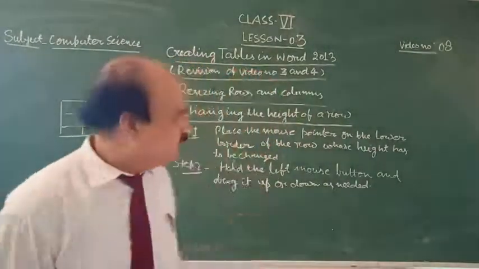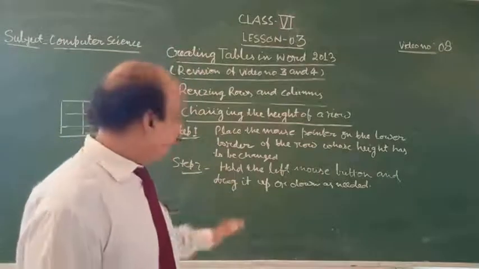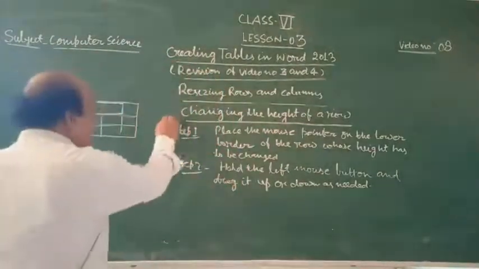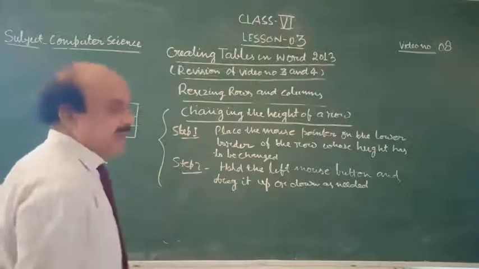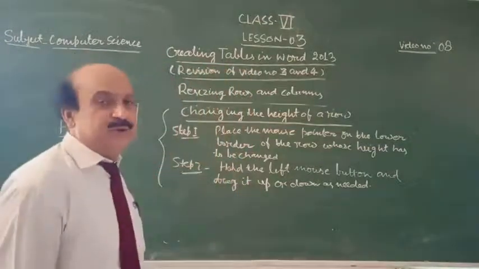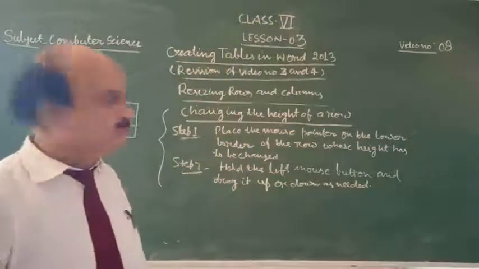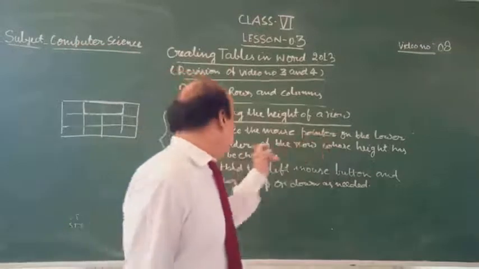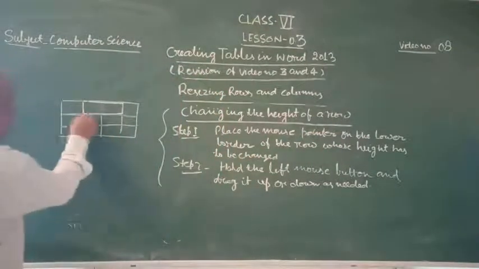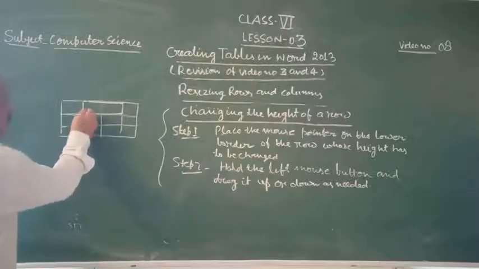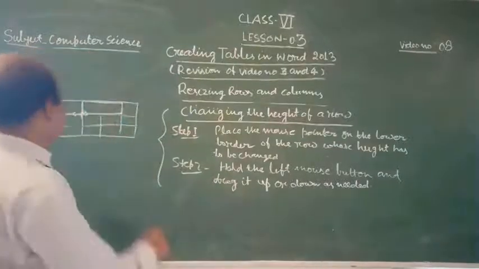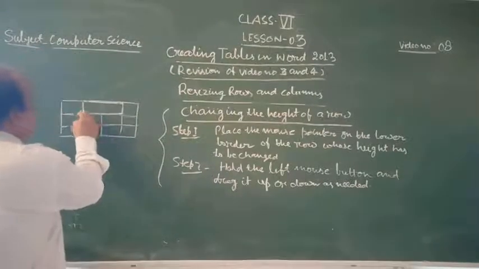So here what we are doing? We are changing the height of the row. All the steps we are taking here are just like changing the width of a column, but here we are going to use the height of the row. Place the mouse pointer on the lower border of the row. Here we have kept the lower border. So you will see an arrow like this, in the upward direction and the downward direction, it will display.